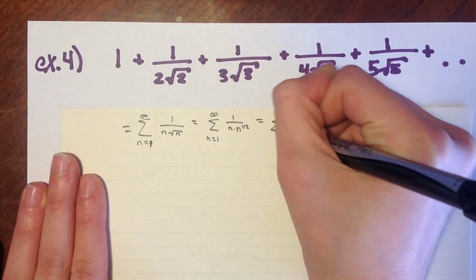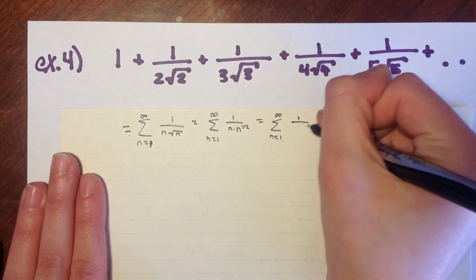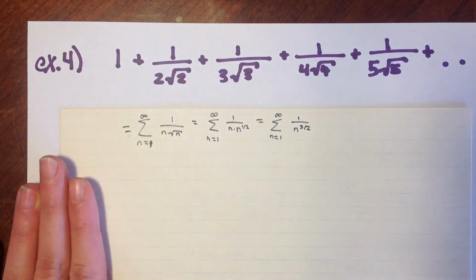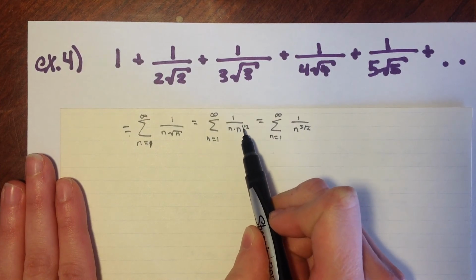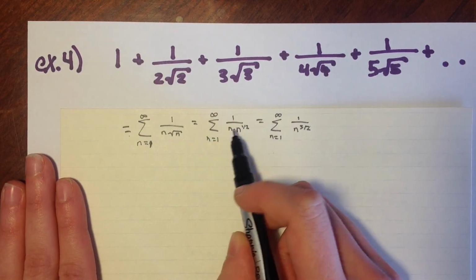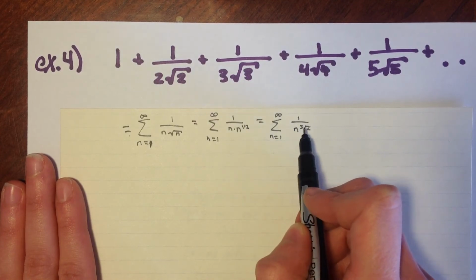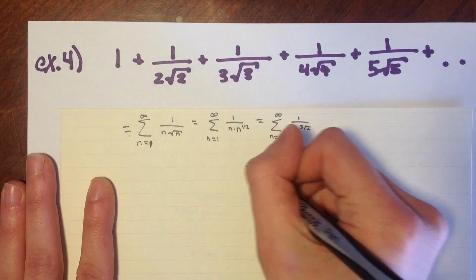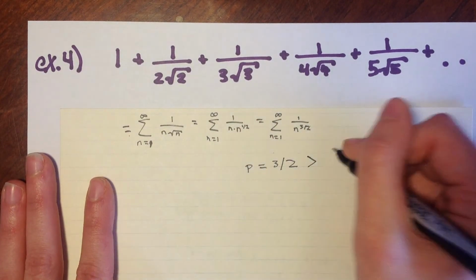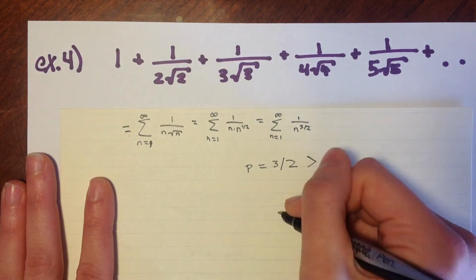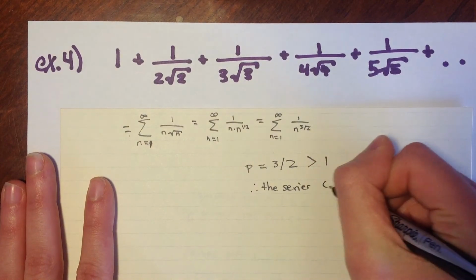And again, I said that those skills with exponents are so important. And so you need to be able to recognize that you can add those. So you have n to the power of 1 times n to the power of 1/2. And so that's the same thing as n to the power of 1 plus 1/2, which is the same thing as 1 over n to the 3/2. So now I can say that my p equals 3/2. And 3/2 is greater than 1. And so therefore the series converges.